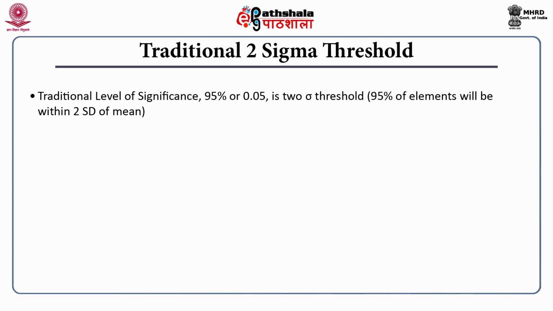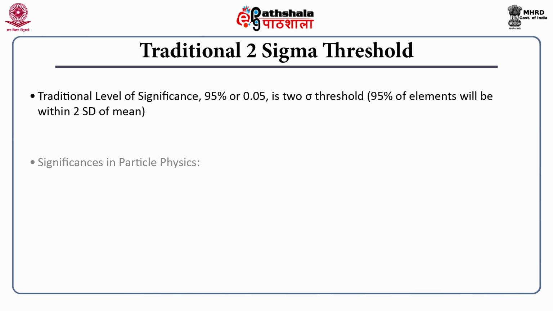So the traditional 2 sigma threshold is actually the 95% confidence level, or 0.05. Right? 95% of elements will be within 2 standard deviations of the mean. That is the 2 sigma rule, or 3 sigma rule, or empirical rule. There are so many different ways of saying the same rule.